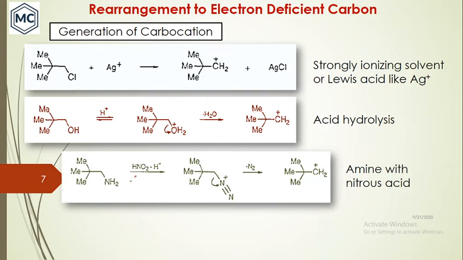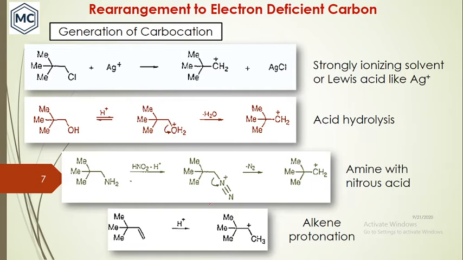can form an azo type compound. This is N2. You get this N2 by treating the amine with nitrous acid, and this N2 can be eliminated, and it can also generate a carbocation, the neopentyl carbocation. This is the third method.